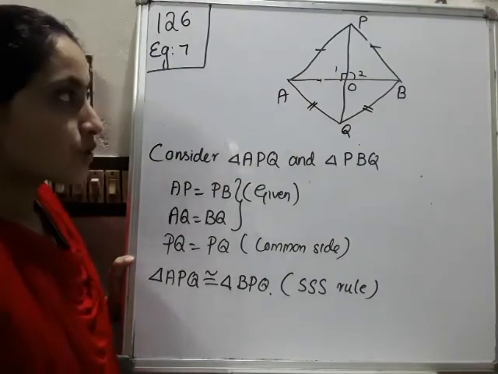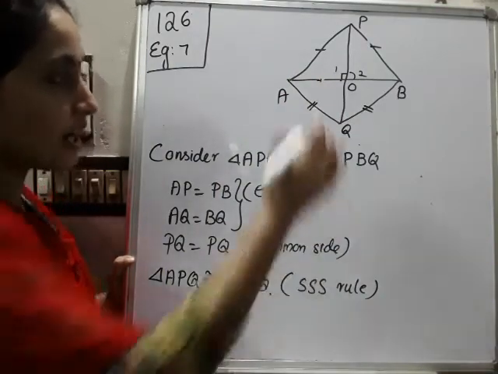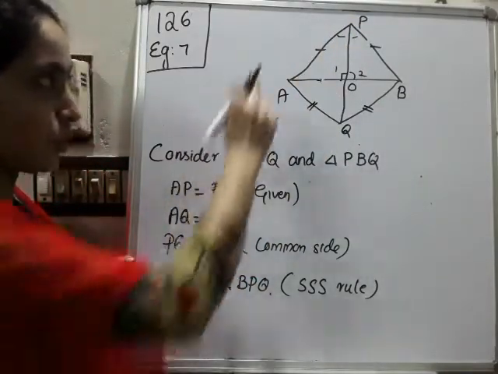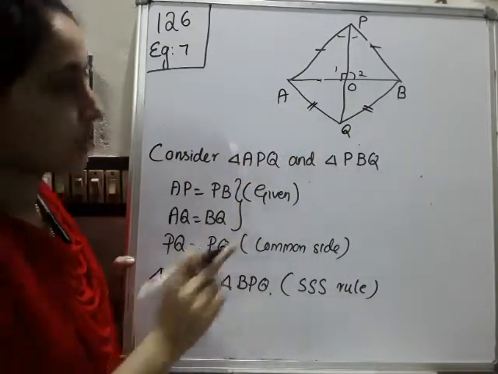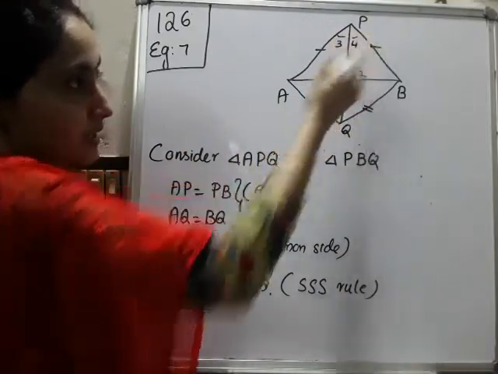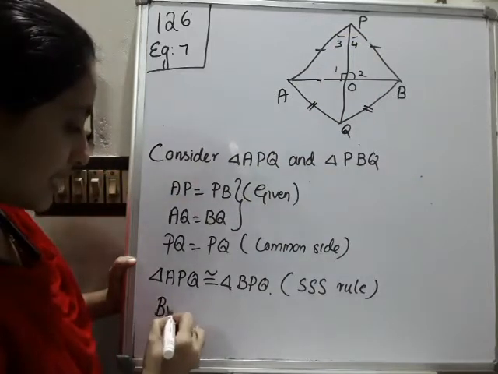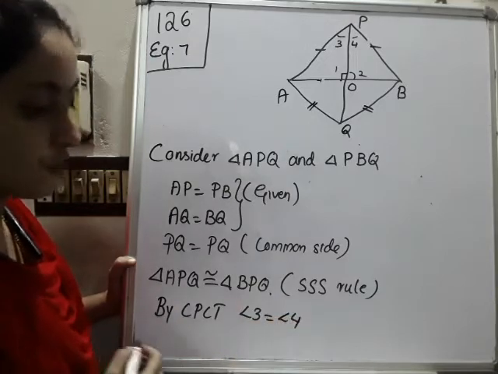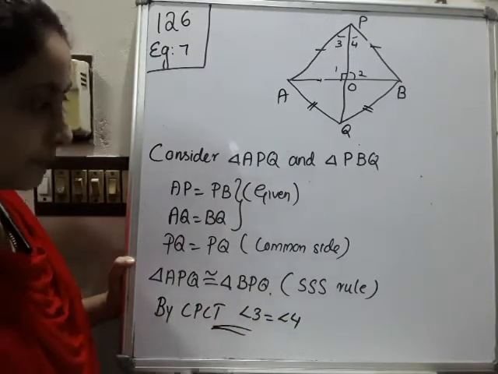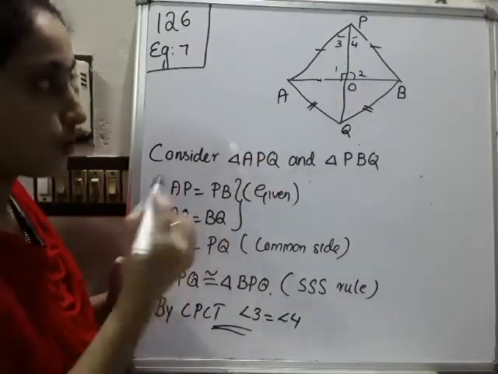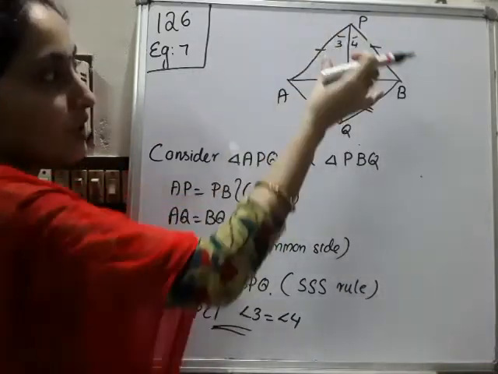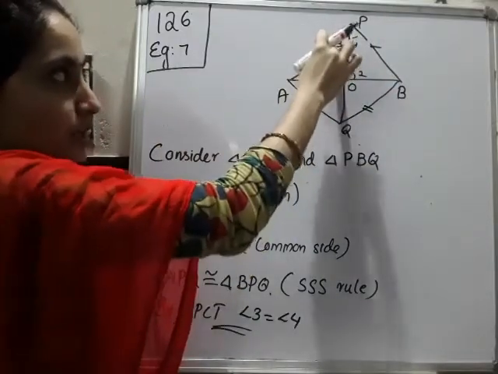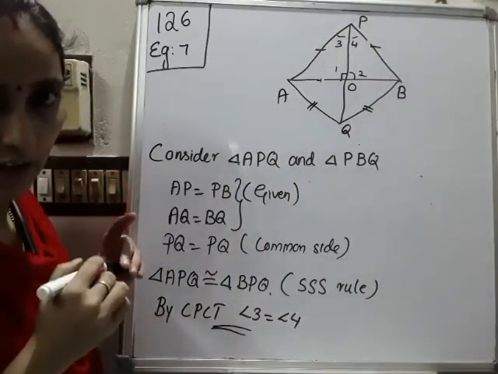Clear? So the reason is that we need this angle and this angle to be equal. For that purpose we are proving that the big triangles are congruent. So 1, 2 already marked, 3 and 4 I will mark this. Okay, so by CPCT what can we write? Angle 3 is equal to angle 4. This much is the first step. We want to prove 90 degree. For that purpose, next we have to prove these two triangles are congruent, and for that we want to prove angle 3 is equal to angle 4.